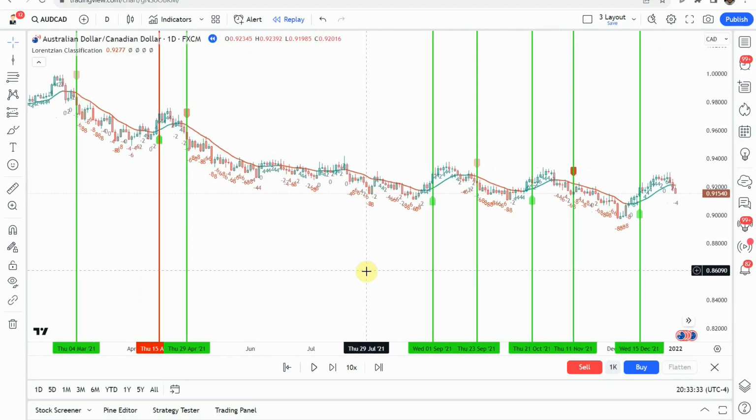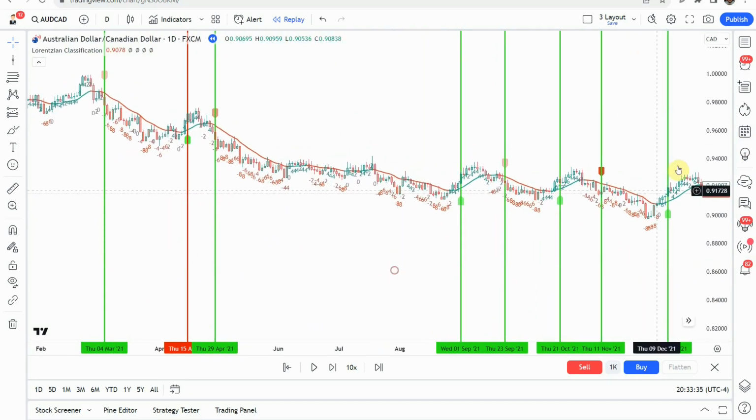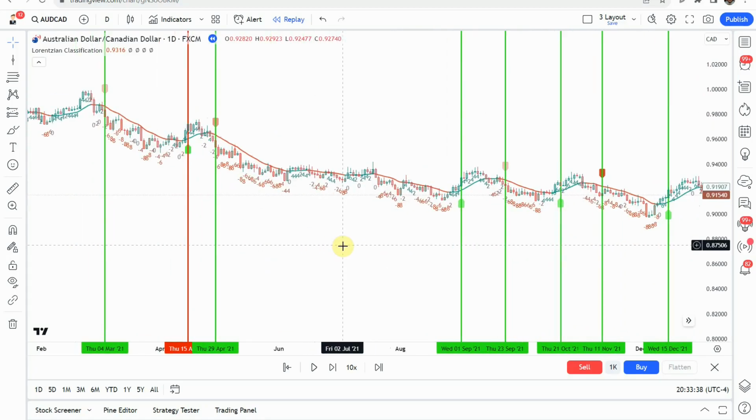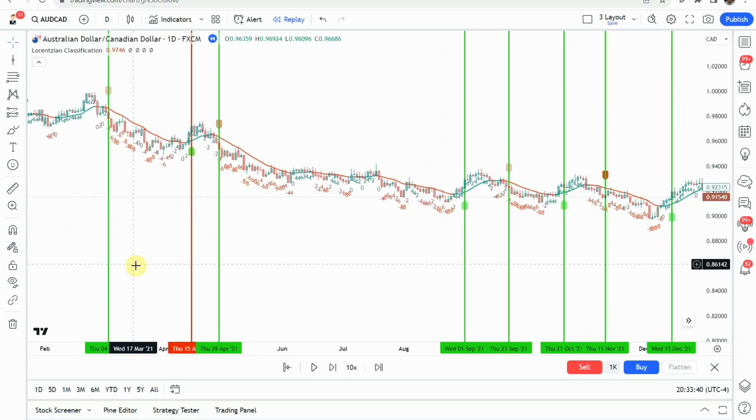Alright, so let's go ahead and take a look at our indicator here. I'll scroll back a little bit. Let's go ahead and count this out and see what we have. So 1, 2, 3, 4, 5, 6, 7, and 8. So we have 8 trades all together.